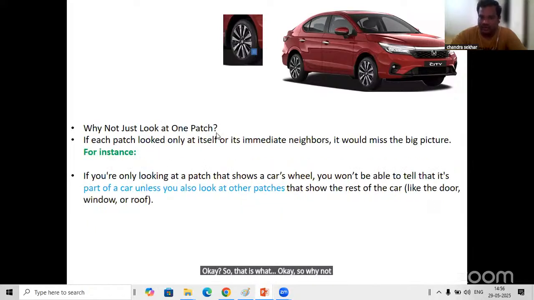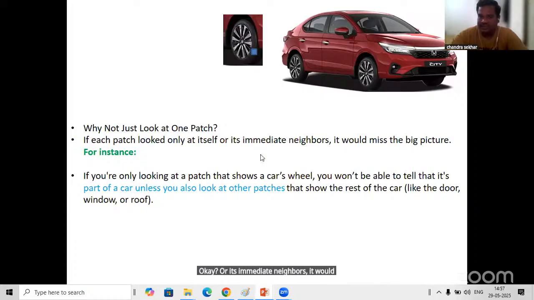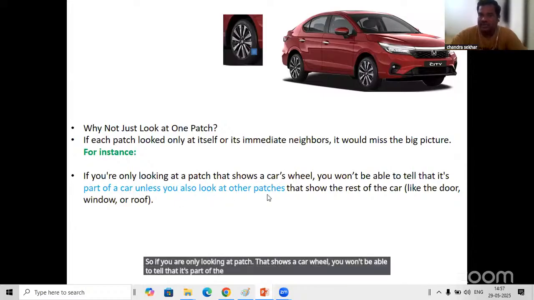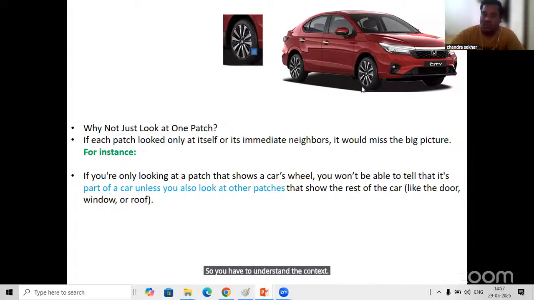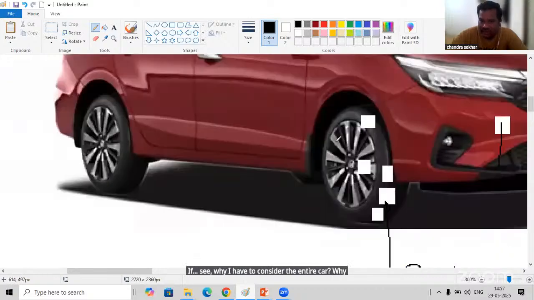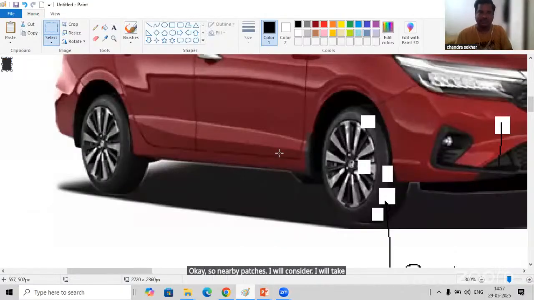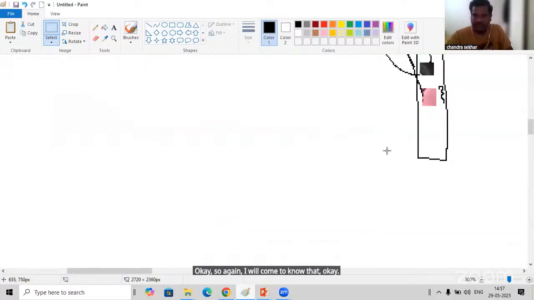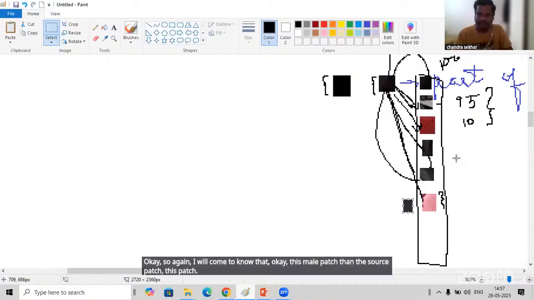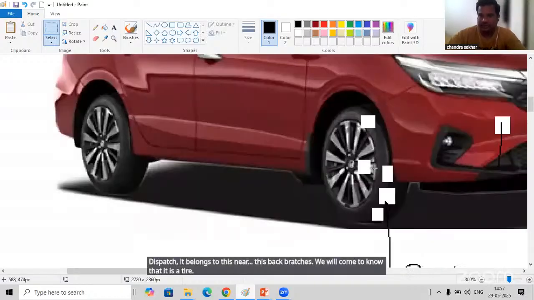So why not just look at one patch? If each patch looked only at itself or its immediate neighbors, it would miss the big picture. If you are only looking at a patch that shows a car wheel, you won't be able to tell it's part of the car unless you look at other patches. So you have to understand the context. Why consider the entire car, and not only the nearby patches? If I take the nearby patches, I will come to know that the source patch belongs to these patches and that it is a tire, but that is not sufficient.